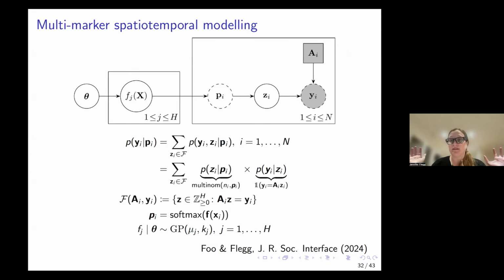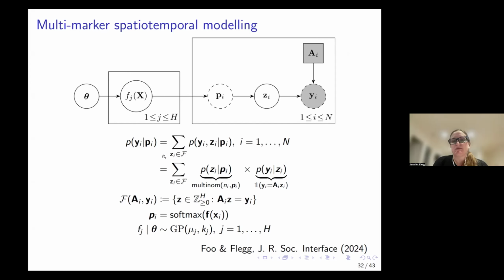That'd be a vector of length 8 at each location. So you marginalize out all of the Z, the latent variables which are compatible with the observations that you've made. And so this feasible set F has to be constructed for each location where data is collected.